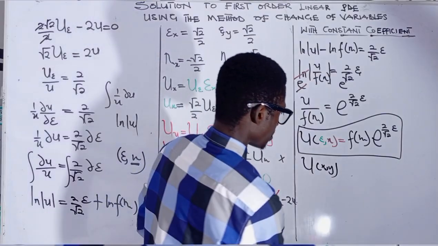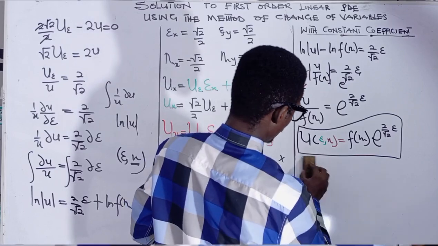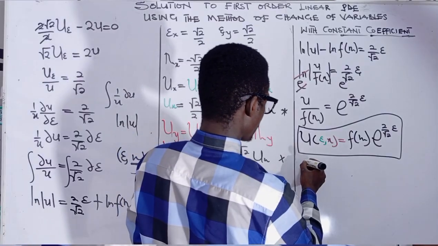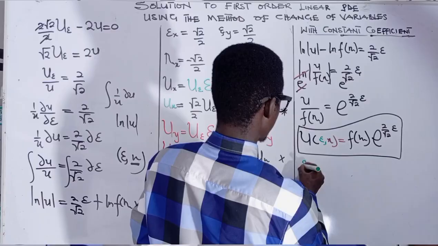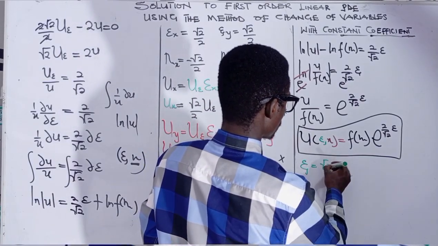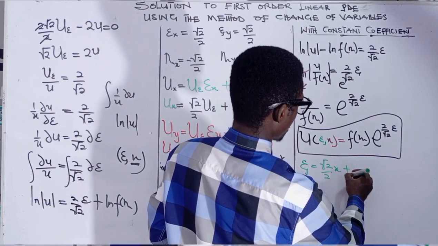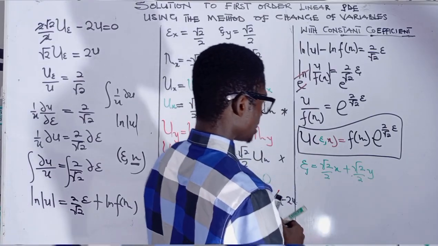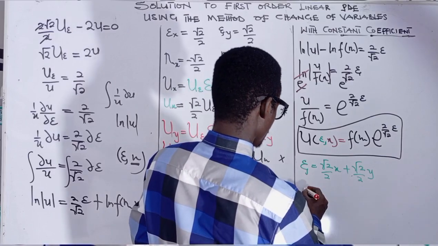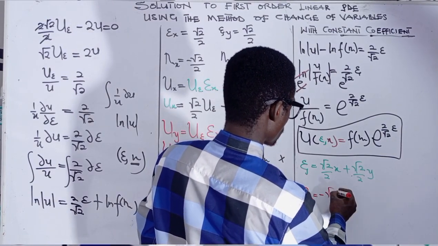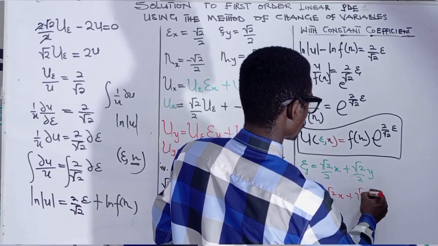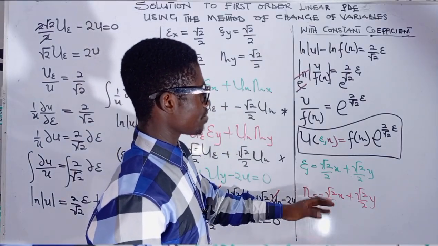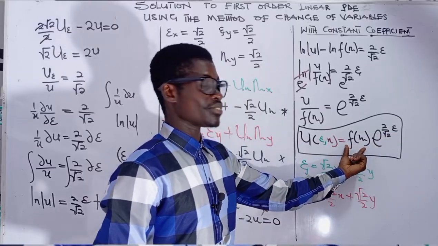How do we bring it back? That's a very nice question. How do we bring it back? With the ξ, we gave an expression for ξ, if you remember. We said that our ξ is equal to what? Root 2 over 2 x plus root 2 over 2 y. This is the expression for ξ, the one that we looked for. And then η, you also gave an expression for η as negative root 2 over 2 x plus root 2 over 2 y. So these are the expressions for ξ and η. Wherever we see ξ and η in this general solution, we are going to plug in this.